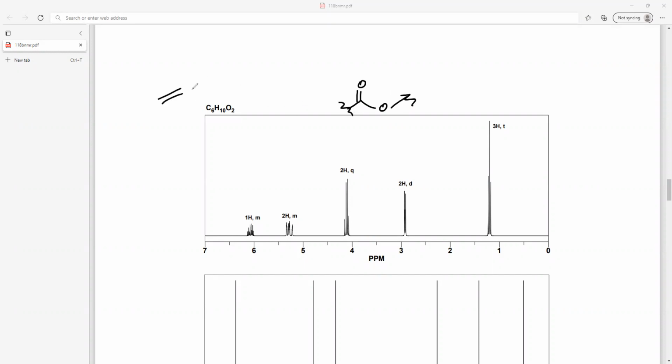Now the double bond is probably the easiest thing to work with first because where do double bond protons show up? They tend to show up at 5 to 6.